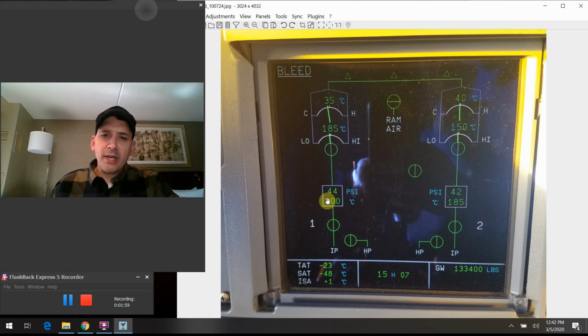First off, we have the number one and number two side, and this just signifies the bleed valves essentially coming out of the number one and number two engine. That's all that means. So down here, we see this IP and this HP. These mean intermediate pressure and high pressure.